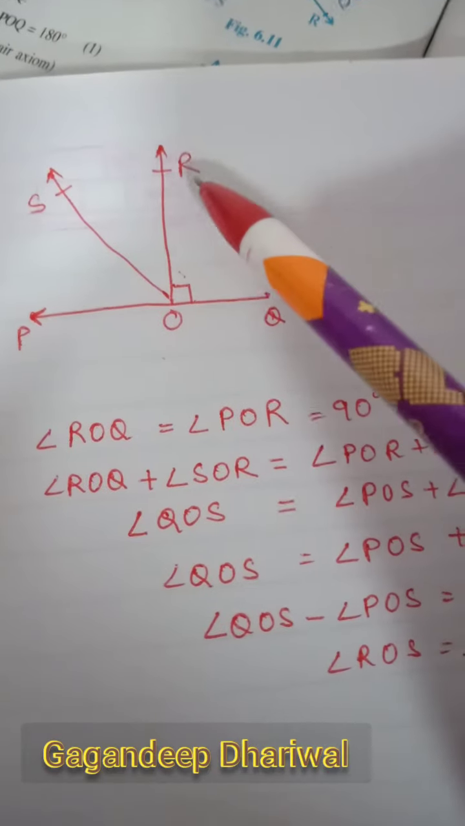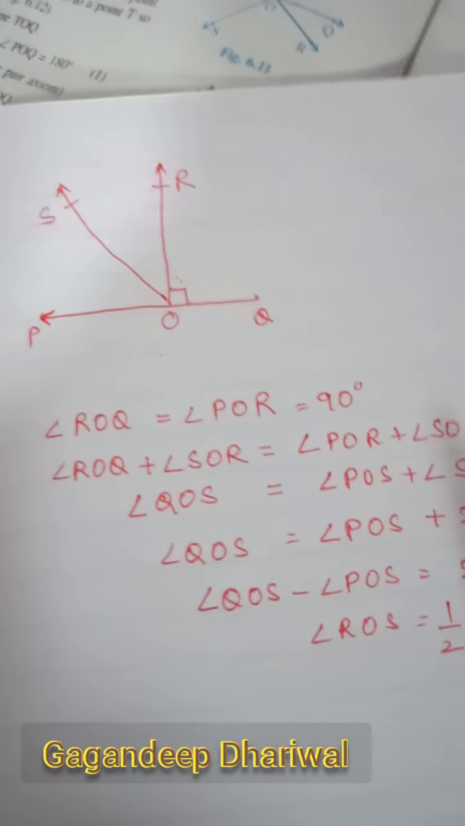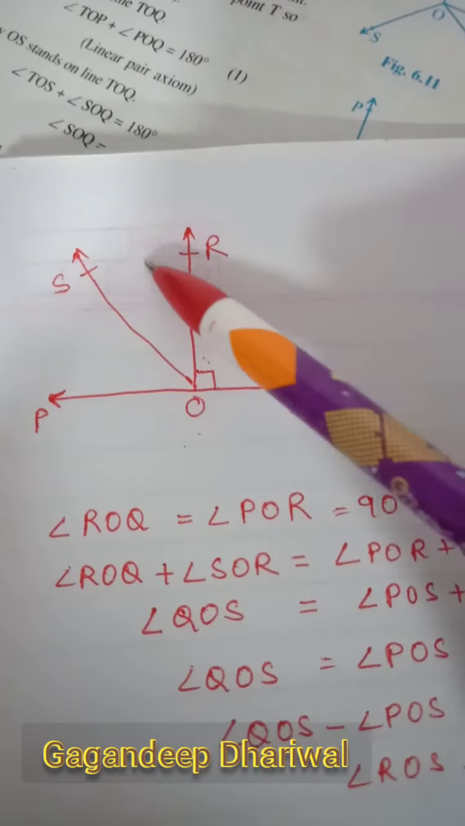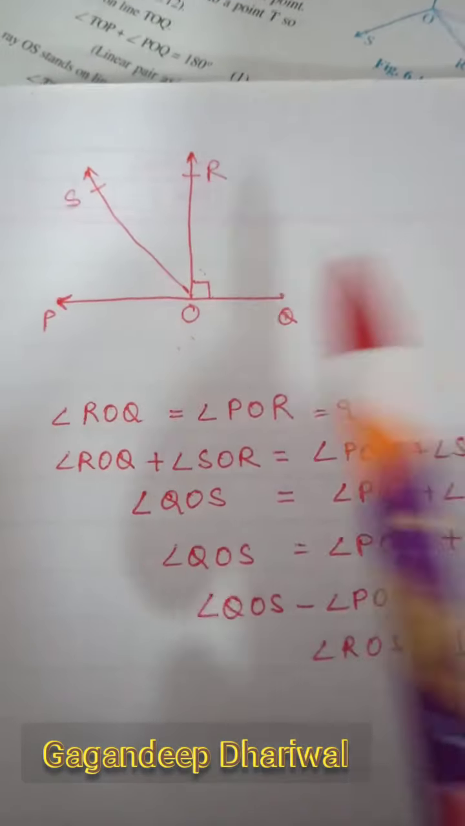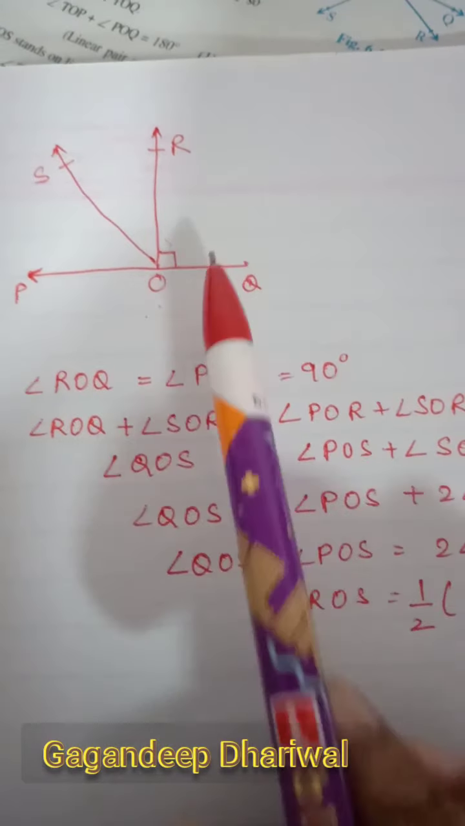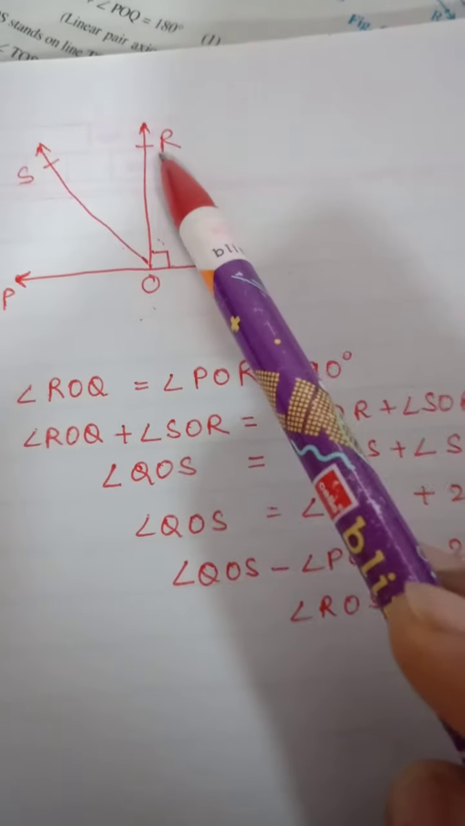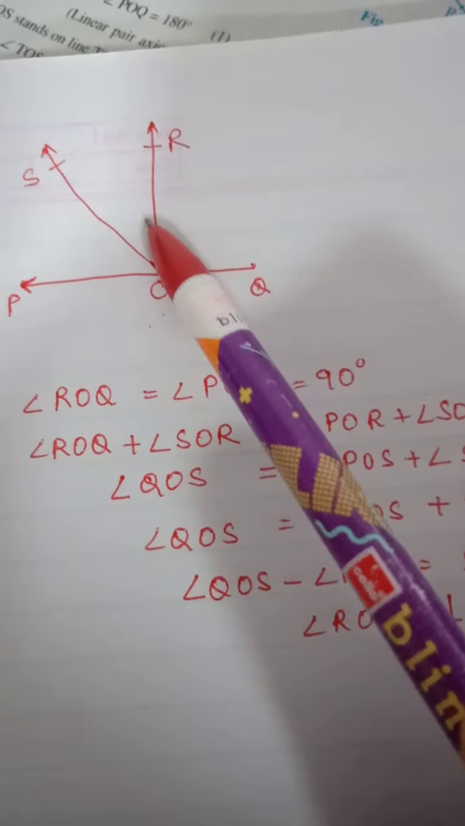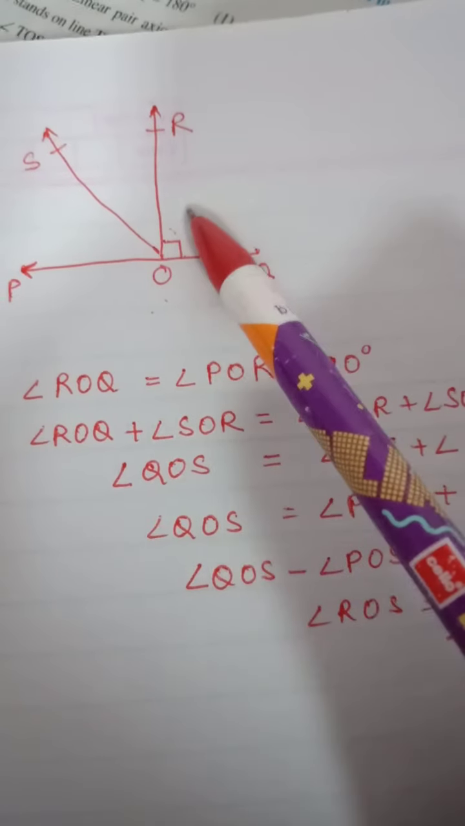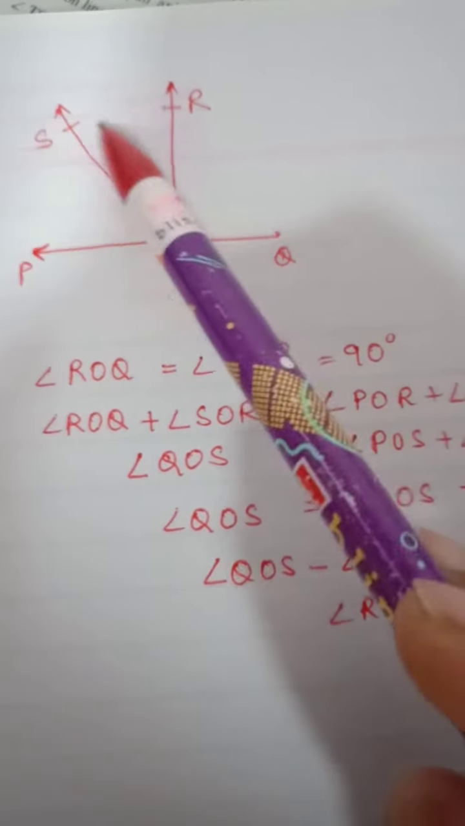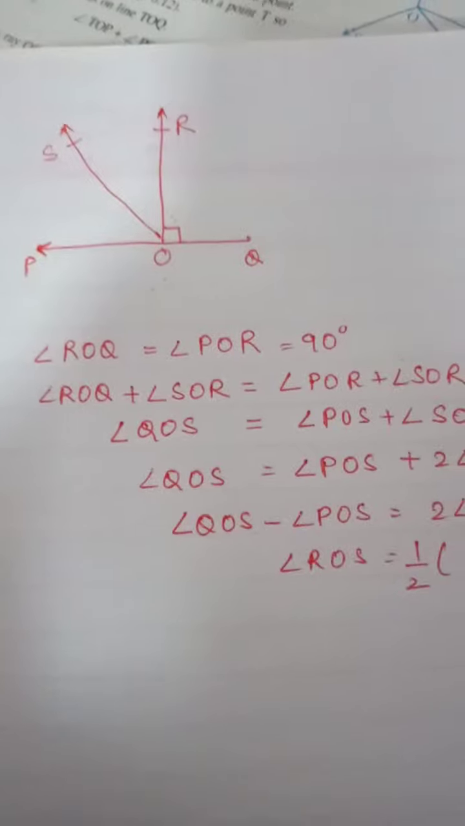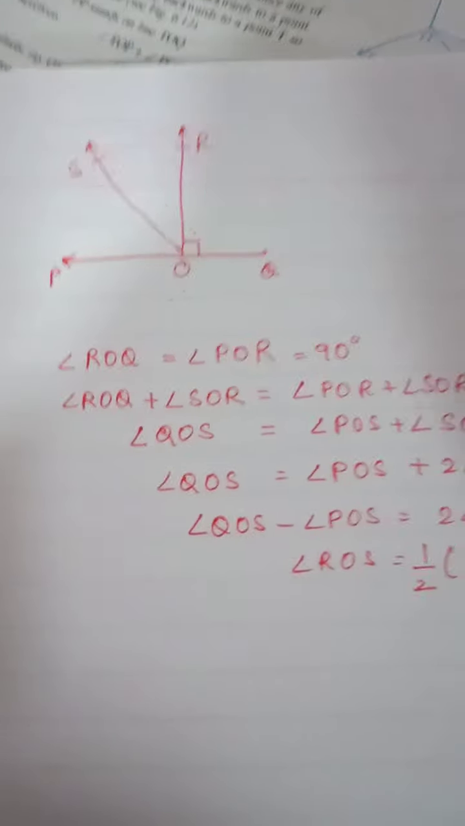Now what you can do, because we need one thing here. If you have seen, we need this ROS, and one more thing there, QOS. So how will we get QOS? When we add this angle SOR, or ROS, with this angle, then we will get QOS. Okay, so this is the way by which you can prove this.